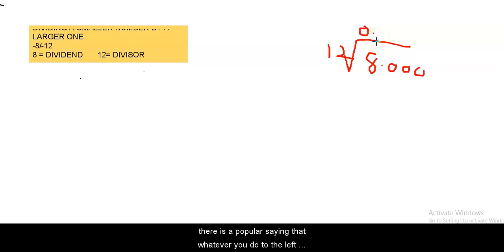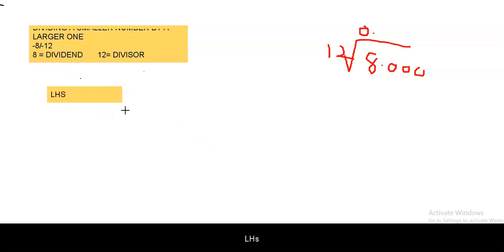In maths, there is a popular saying that whatever you do to the left hand side, you must do to the right hand side. It's a popular slogan in maths. LHS is equal to RHS. LHS stands for left hand side. RHS stands for right hand side. Whatever you do to the left hand side, you do to the right hand side. This is to get a sort of balance in our calculations.